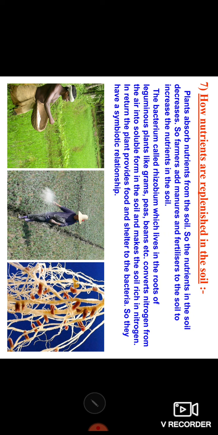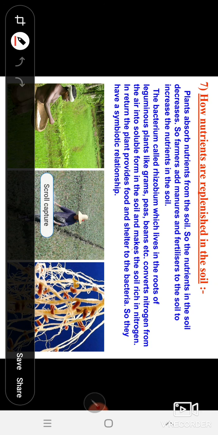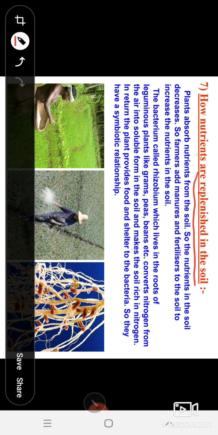So after knowing the symbiotic relationship, the next important topic is how nutrients are replenished in the soil. For example, if you are growing crops continuously, the crop absorbs the nutrients from the soil, and for the next time, whatever nutrients are present in the soil are not enough for the good growth of the plants. So what is the replenishment of nutrients in the soil? Replenishment here means a decrease in the level of nutrients. How is this? Just observe this.